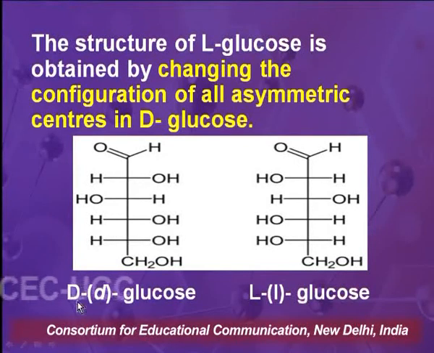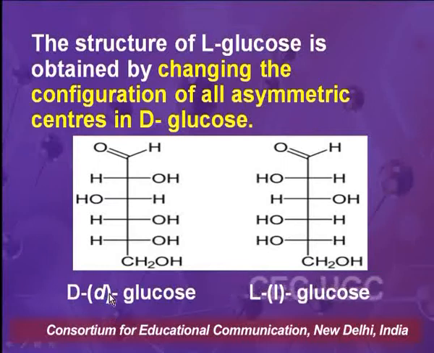Now what does this D-glucose indicate here? This D indicates the relative configuration. This D indicates that this molecule is dextrorotatory and this is a molecule of glucose.